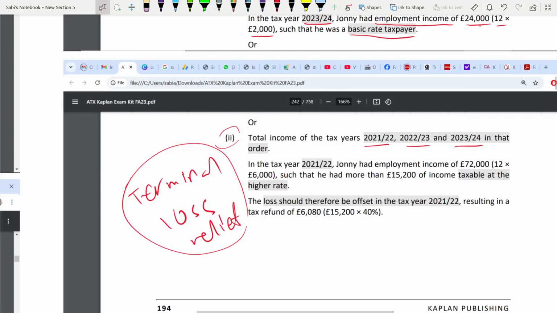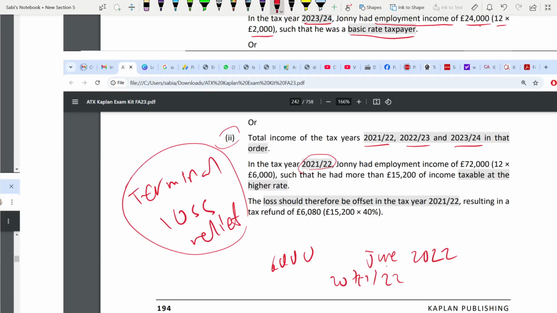Next, 21-22. This is now this tax year. Remember, until June 2022, he has been earning 6000. That means in 21-22, he has been earning 6000, that's why it is 12 into 6000. So employment income is 72,000.